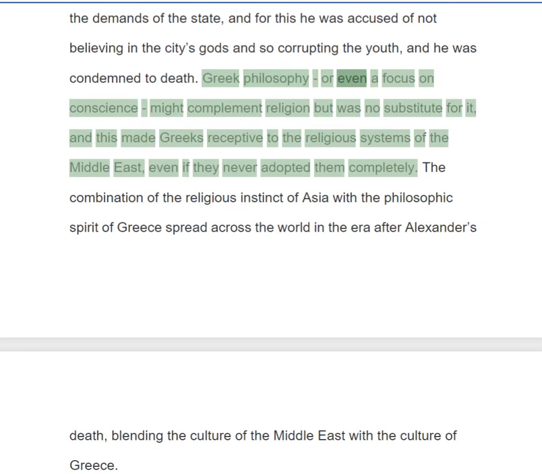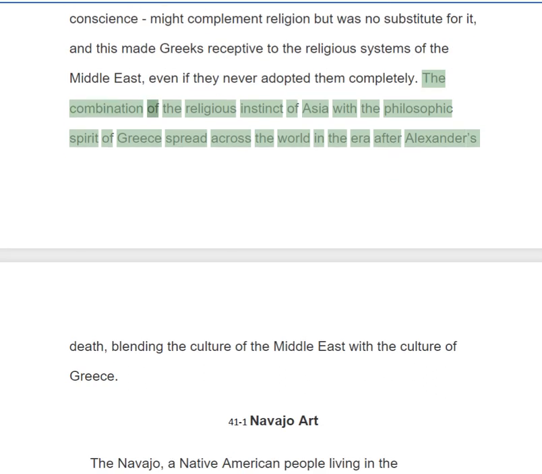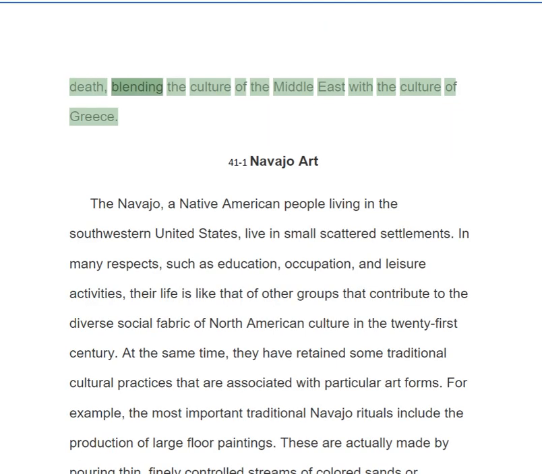Greek philosophy, or even a focus on conscience, might complement religion but was no substitute for it, and this made Greeks receptive to the religious systems of the Middle East, even if they never adopted them completely. The combination of the religious instinct of Asia with the philosophic spirit of Greece spread across the world in the era after Alexander's death, blending the culture of the Middle East with the culture of Greece.